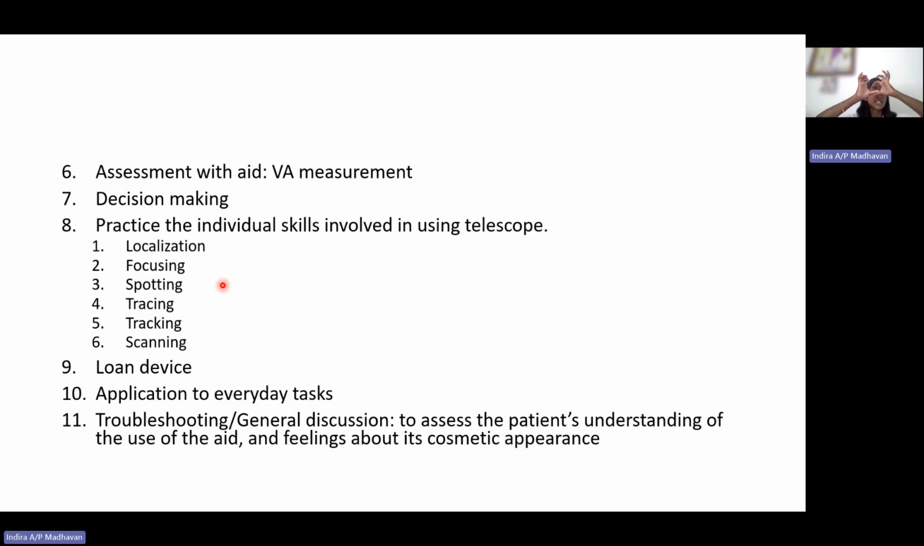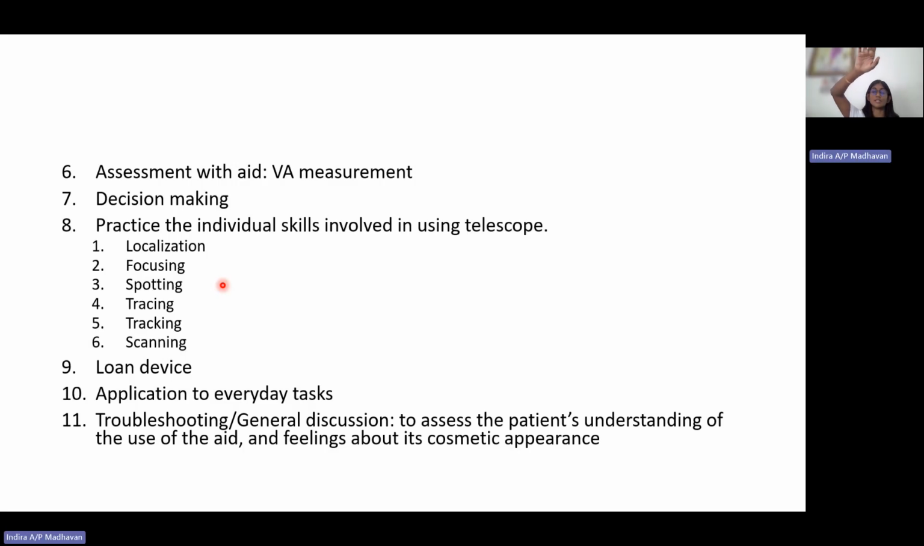Ask them to twist the telescope until the letter that you're pointing at becomes clear, and let you know what letter you're pointing at. Then you randomly point to any letters in any line within the patient's VA. Ask them to let you know what is the letter that you're showing. So that is spotting.